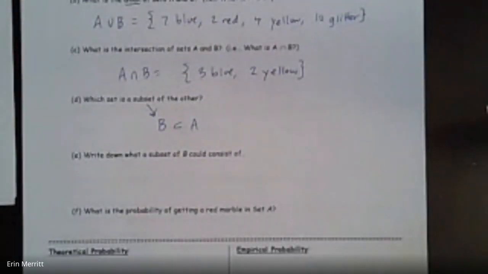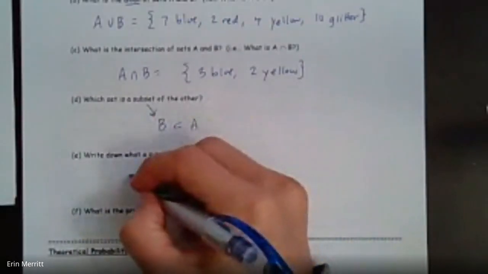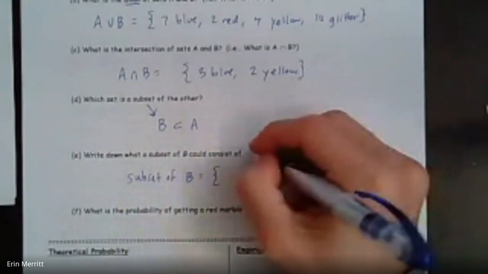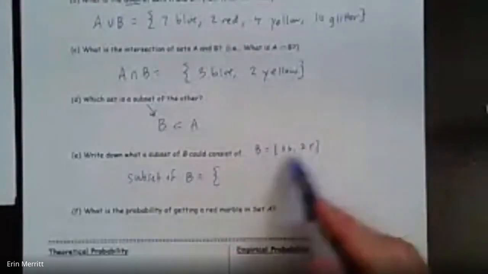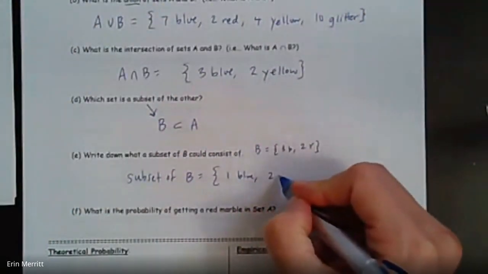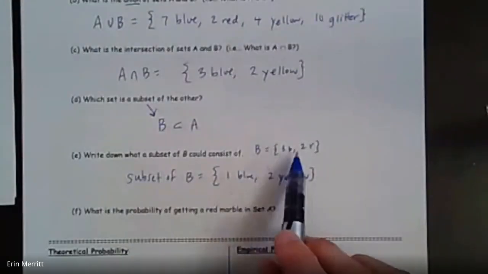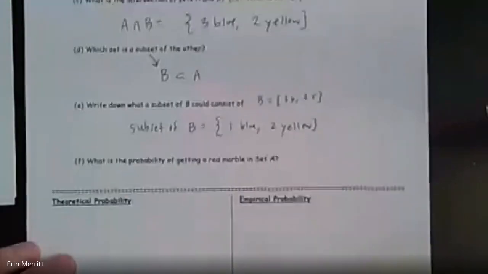All right. Write down what a subset of B could consist of. There's multiple answers you could give. But if I wanted to list a subset of B, basically it's the idea that if B is 3 blue and 2 yellow, it has to be something that is smaller than this, less marbles than that. So you could say like 1 blue and 2 yellow. You could do 1 of each. You could just do 2 blue. There's so many ways to do it, but something where all of this would fit inside of there. Basically as if I gave you those and you just picked a few of them out. There you go.